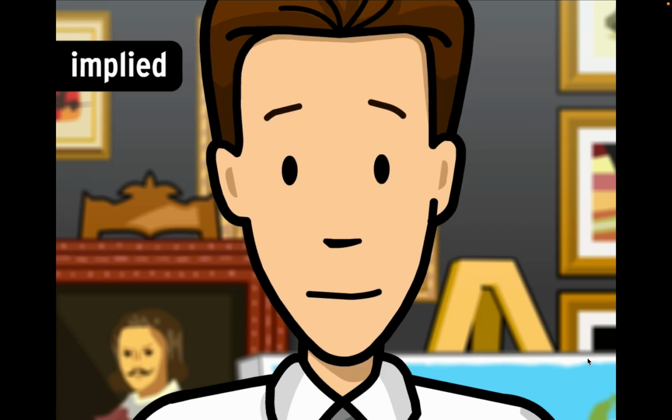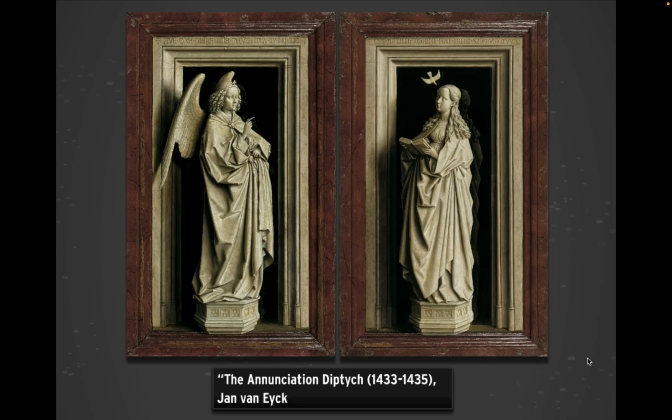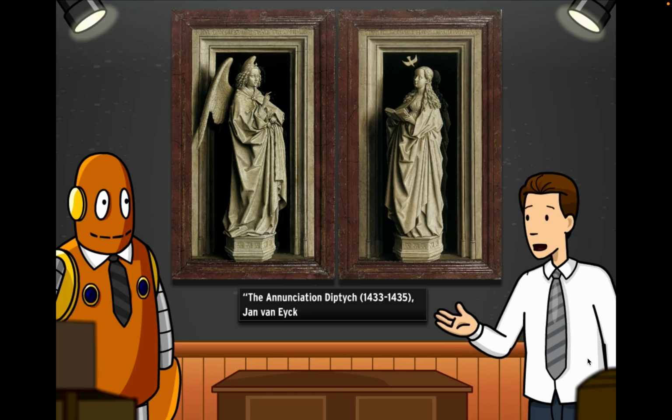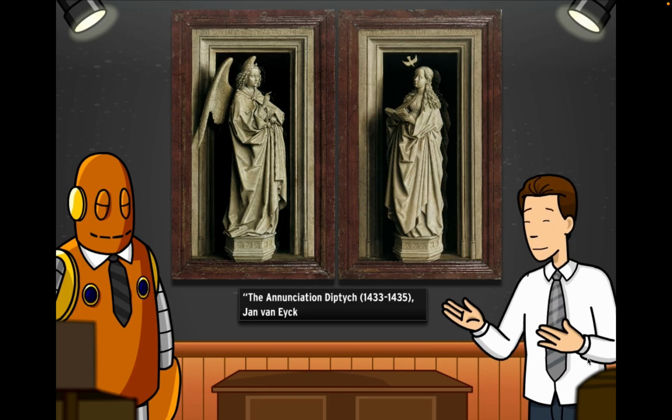Form can also be implied in 2D art through illusion. Like, this looks like it's a pair of sculptures, but it's a painting by Belgian painter Jan van Eyck. It's a style called trompe-l'oeil, meaning fools the eye.